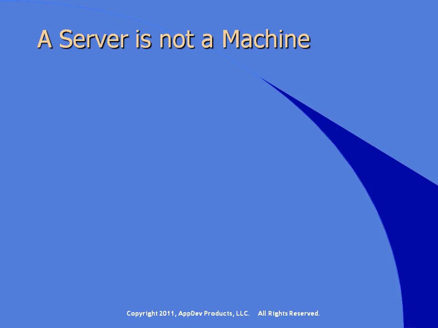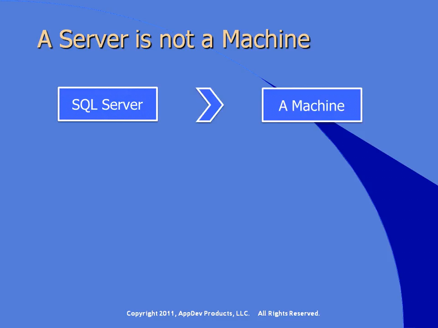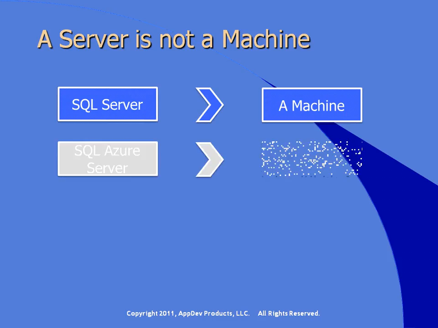SQL Azure is SQL Server in the cloud. But we need to remember that when working with on-premise, SQL Server is a machine. When you log into SQL Server, you're actually logging into a machine. However, this is not the same case when working with SQL Azure. SQL Azure is SQL Server in the cloud. You get the same functionality, including tables, relationships, stored procedures, views, triggers, indexes, and all that great functionality.